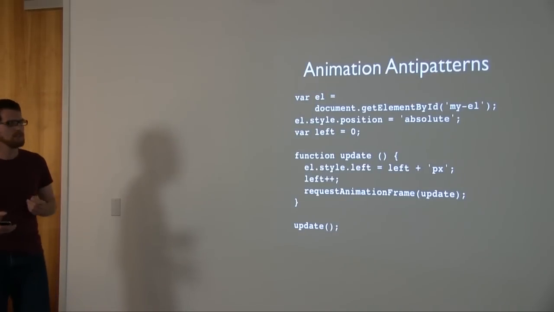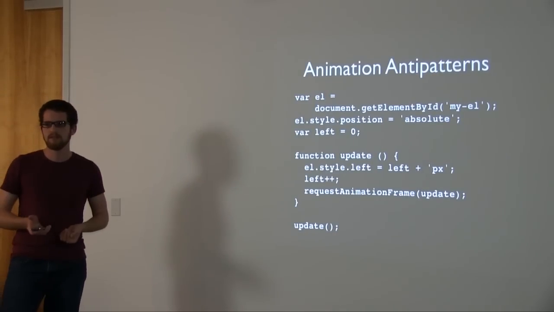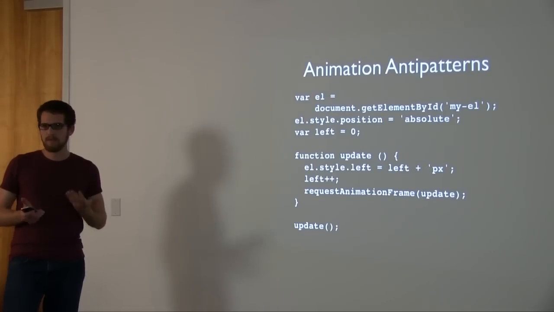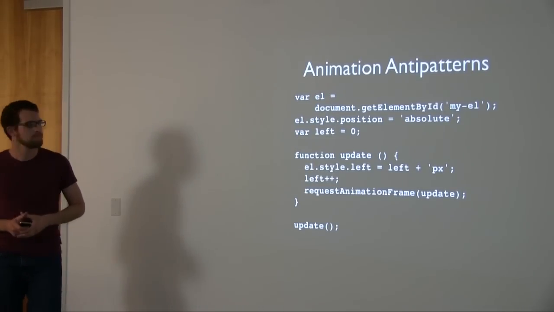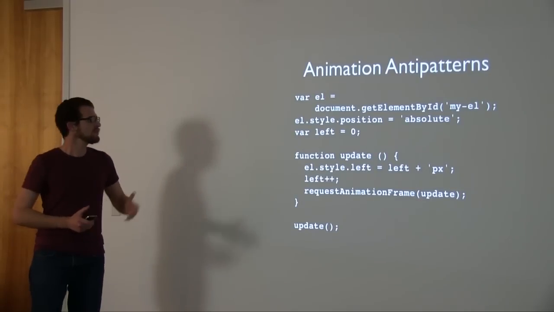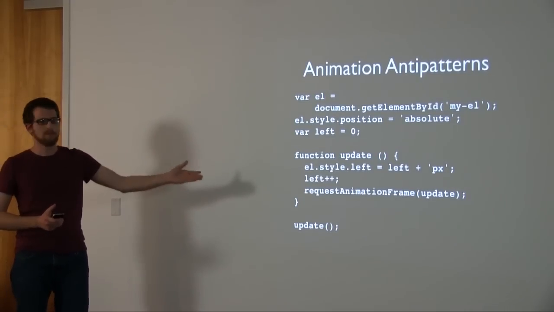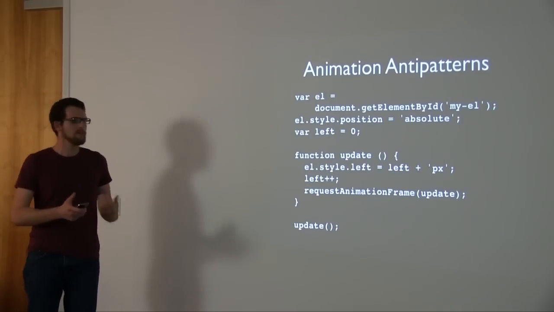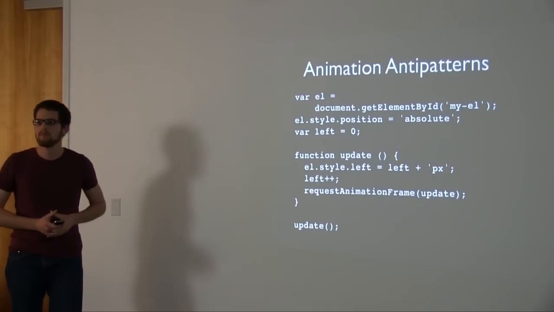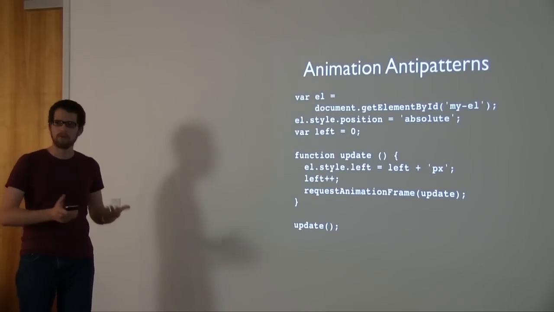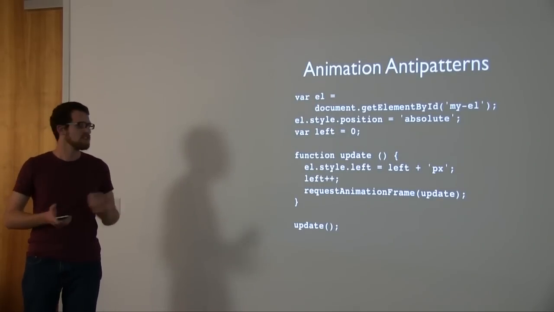So those are some animation patterns. Now, what are some animation anti-patterns? There's patterns and anti-patterns in animation, just like there are in application construction. So here's the same snippet for requestAnimationFrame as before. Who can tell me some things that might be wrong with this snippet? There's a few things wrong, but I'm wondering if people can see just off the bat.